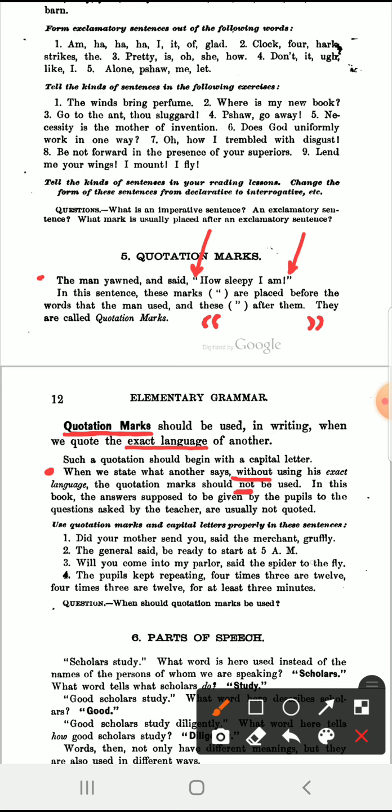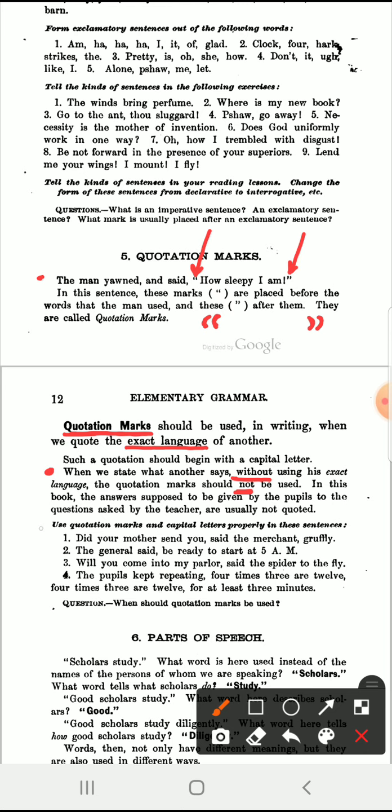Quotation marks should be used when we quote the exact language or the exact words of another person. It's okay to tell someone or write what someone said, but not to use their exact words. But if we do use their exact words, we should show that we're using their exact words by putting them in quotation marks. Quotation marks tell a reader that these are the exact words that this person said.